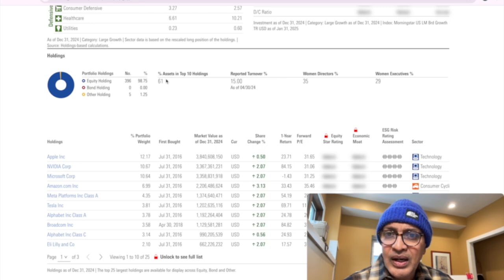Okay. Assets in the top 10 holdings. So 61% of the money that this mutual fund invests in is in the top 10 holdings. If you look at what the top 10 holdings are, you can see that below. We'll get to that in a minute. The turnover ratio is 15%.